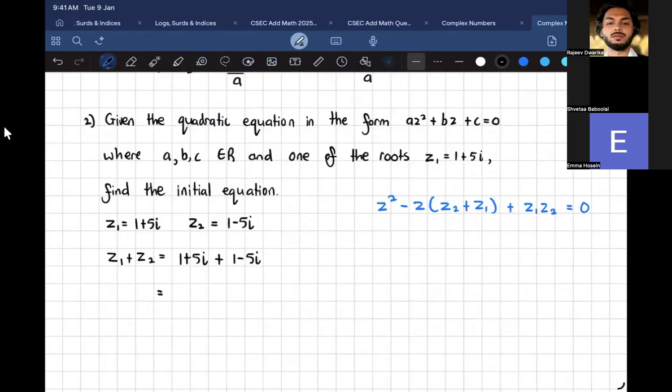I'm just going to get 1, right? The 5i and the minus 5i are going to cancel off. So Shweta, again, because the roots exist as conjugate pairs, they're just going to cancel. The imaginary part is just going to cancel off.